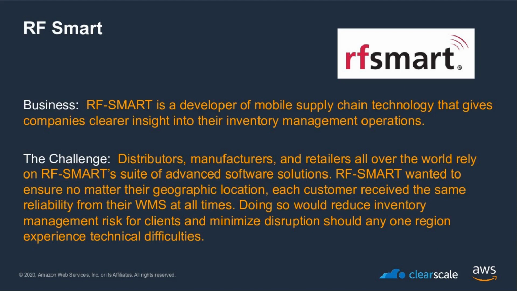So the first customer we have is RF Smart. RF Smart is a developer of mobile supply chain technology that gives companies clear insight into their inventory management and operations. The challenge is that RF Smart supports customers around the world, and they wanted to reduce the inventory management risk and minimize disruptions by ensuring that their customer can easily switch to different geographical data centers at any moment.